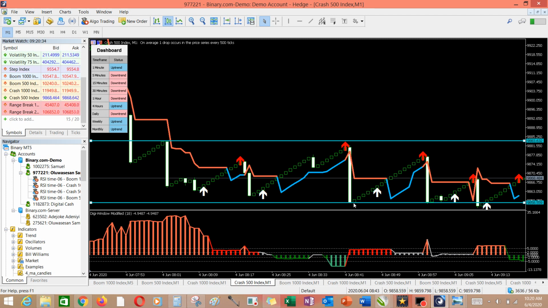So if you are to trade Crash 500, check out the market very well before you trade. But the market is favoring a downtrend. If you check the dashboard here, it's more of a downtrend than an uptrend. So that is that about that.